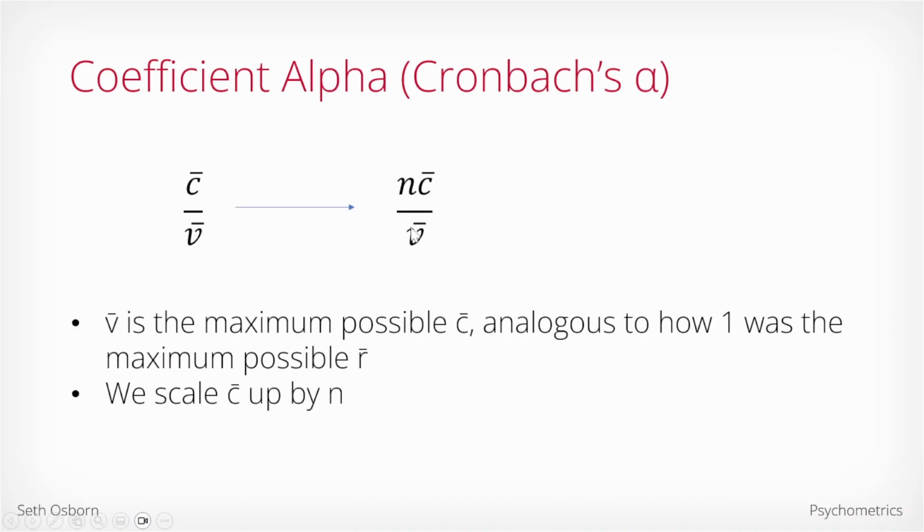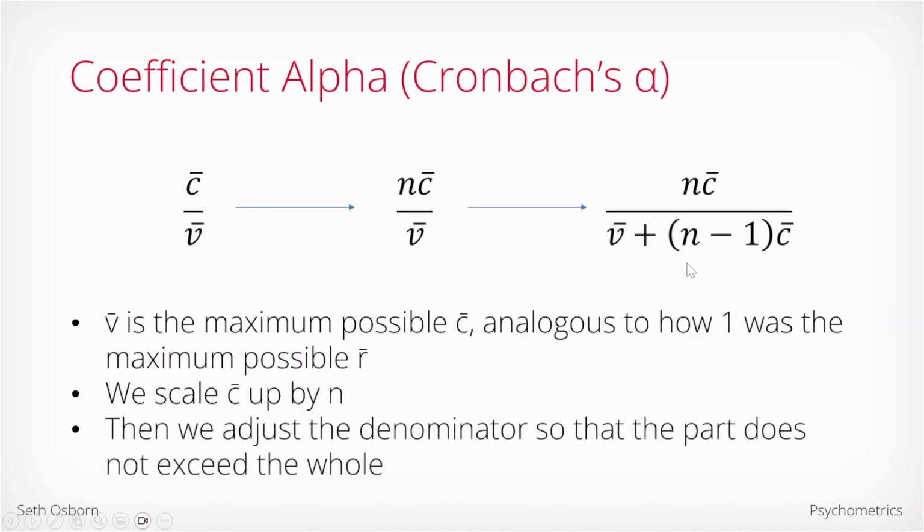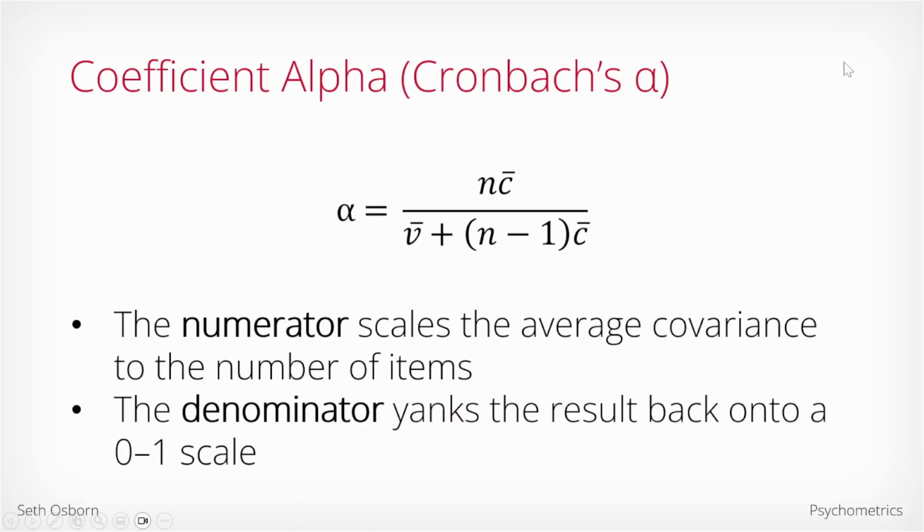So then we scale it up by the number of items, just like before. We say here's the consistency for a given item, but we have n items, so we multiply it times n, and then we use the denominator to yank that result back so that the numerator will not exceed the denominator, so that the part will not be larger than the whole. Okay, so hopefully that's making good sense. To put it very briefly and succinctly, the numerator scales the average covariance to the number of items, then the denominator pulls that back onto a 0 to 1 scale.